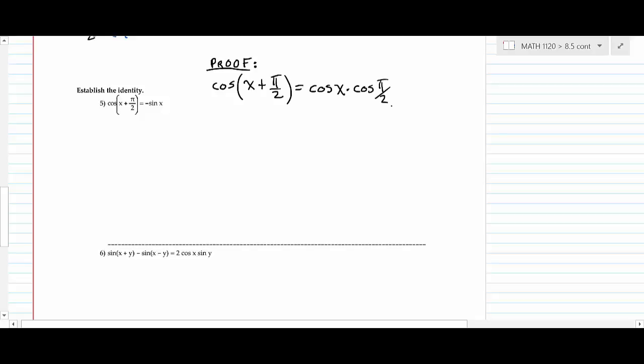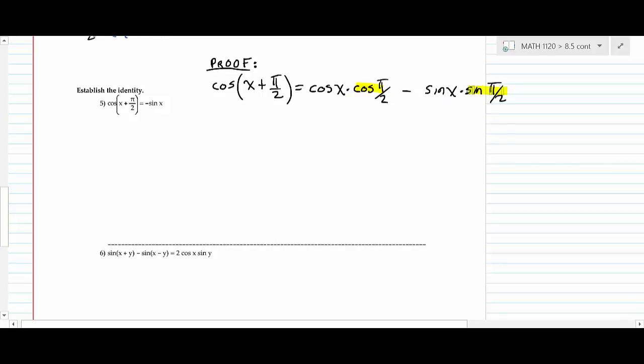Cosine, cosine, sine, sine. Now we go sine x times sine of pi over 2 like that. And then remember this identity says we have a different sign. That's it, okay? Now what we're going to do is this really looks a lot like a unit circle.